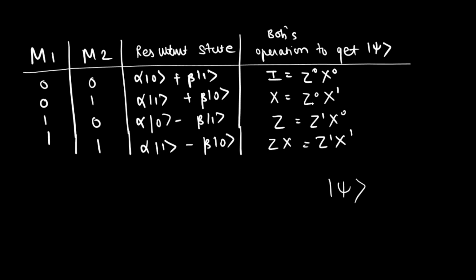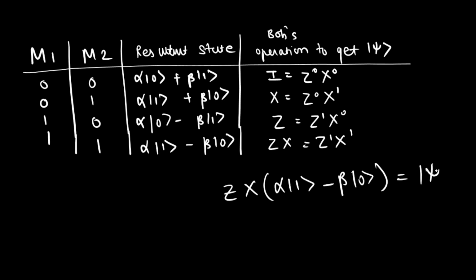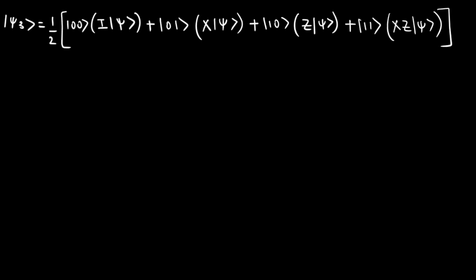Similarly, if Alice gets 10, then the resultant state is alpha 0 minus beta 1, which is this state. And after communicating this with Bob, Bob can perform this operation on this state in order to get psi. And finally, if Alice gets the classical bits as 11, the resultant state would be alpha 1 minus beta 0. And after communicating these bits with Bob, Bob can perform this operation on this state in order to get psi. Finally, we can write the state psi 3 in a more condensed form as this equation, where all the four states are represented in terms of psi when operated by these gates.